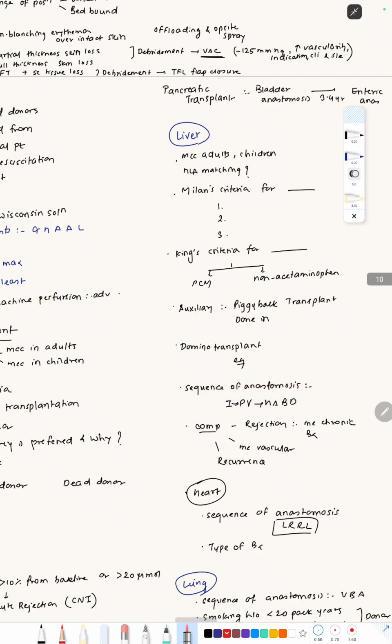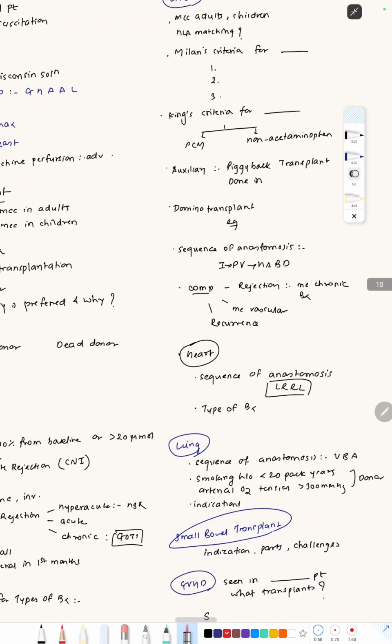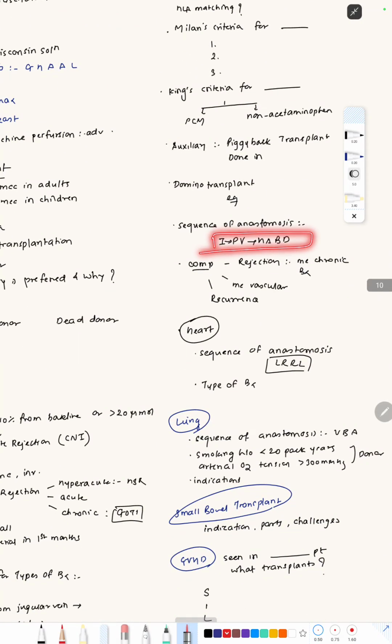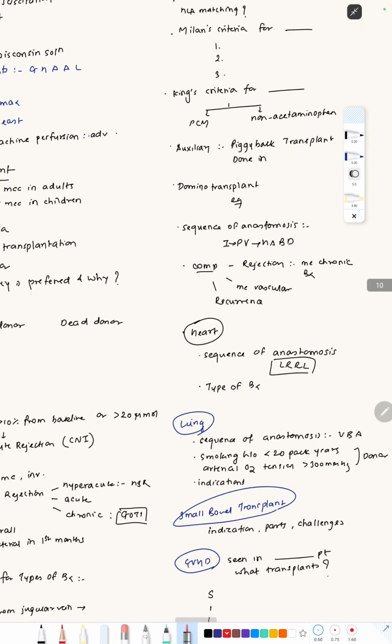Sequence of anastomosis is very important, and a mnemonic given is I love per vaginal examination, she is happy, I feel bad. So I stands for inferior vena cava. So first suprahepatic inferior vena cava, and then the infrahepatic IVC, then the portal vein, then the hepatic artery, and then the common bile duct.